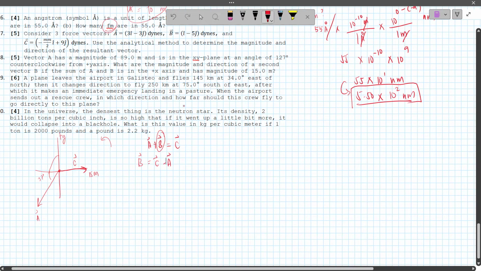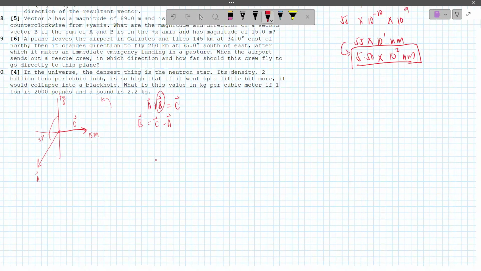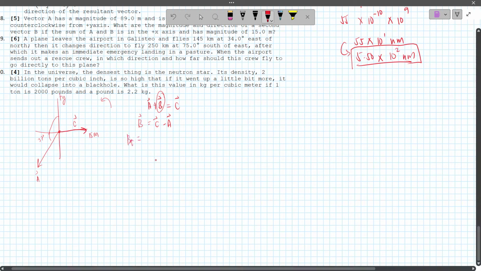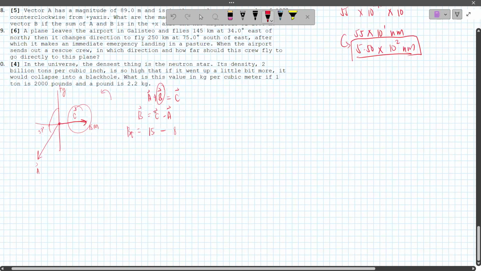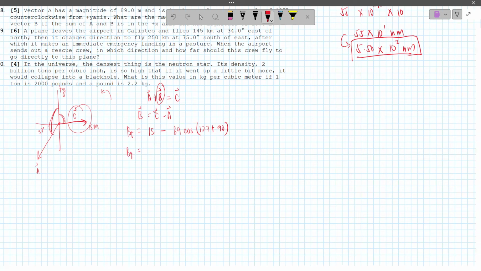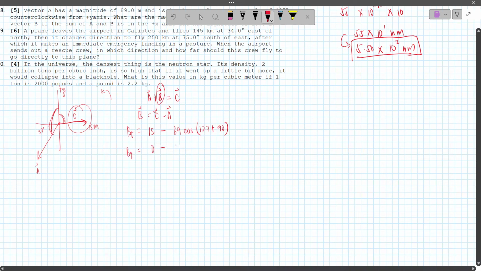Again, class, you can use method 1, method 2, but I'll use method 3, the one that I just taught earlier, yung mas madali for me, no, mas madali for me. So, Bi, it's basically the same naman, no? So, Bi is simply, since it's just in the x, so this is simply 15 minus, anong A ko ulit? A is 89, okay? So, minus 89 cosine of, I have the angle 127 plus 90, no? So, 127 plus 90 kasi this one is 127, this one is 90. So I have 127 plus 90. And for my Bj hat, there's no component of C. So this is 0 minus ang A ko naman is 89 sine of 127 plus 90.